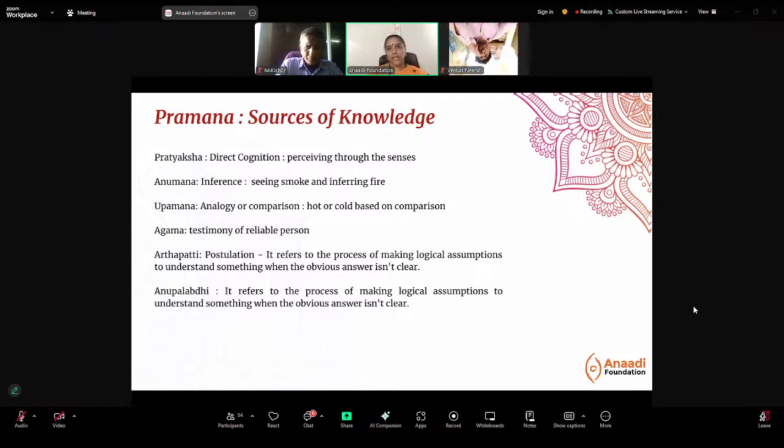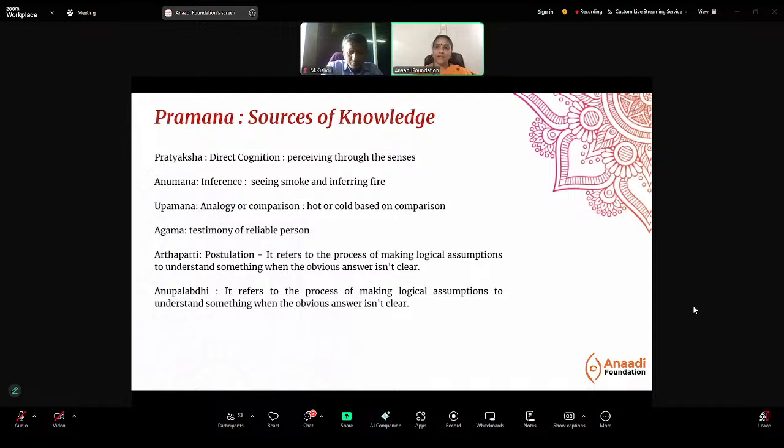Arthapatti, which is postulation. It refers to the process of making logical assumptions to understand something when the obvious answer is not clear. Here, this is a very Shastri example that is always given in all the texts. If there is a person who says that I don't eat during the day, but the person is going on gaining weight, you assume that the person eats at night. That is the example that is always given in classical texts. That is called Arthapatti, which is postulation.